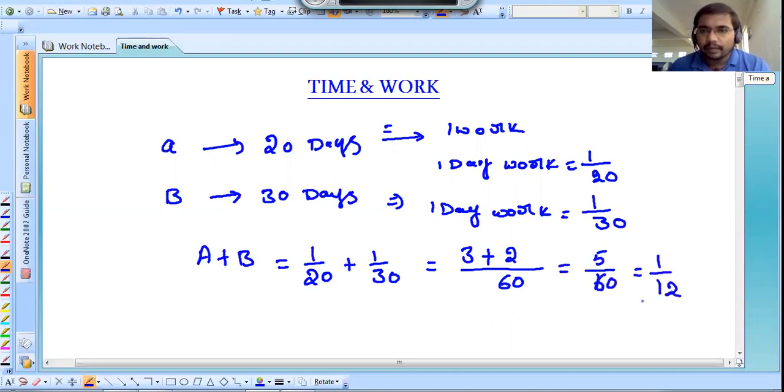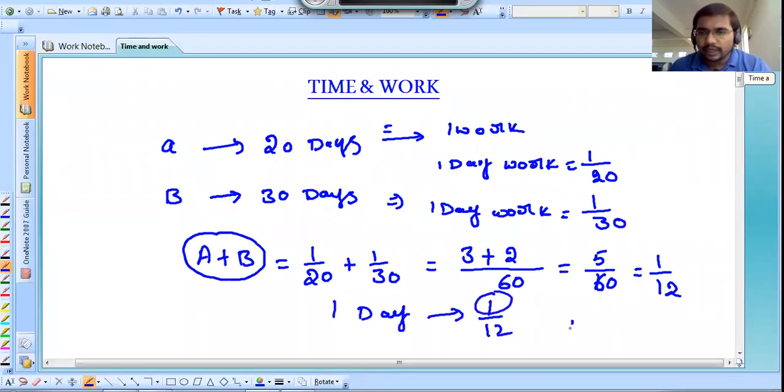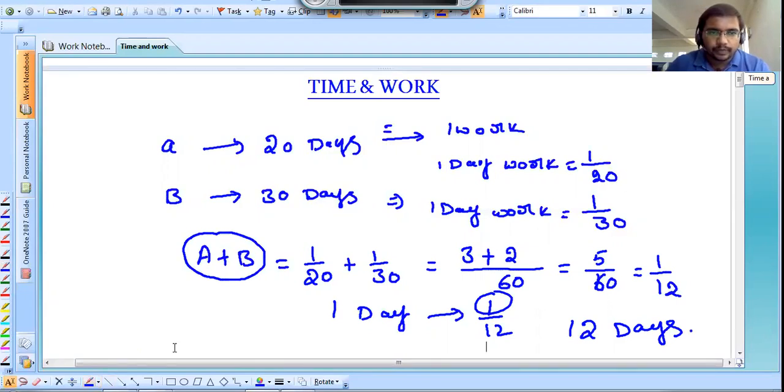That means A and B complete 1 by 12 of the work in 1 day. So they will complete the one work in 12 days. Otherwise, we have one more method, and I'll explain it to you.